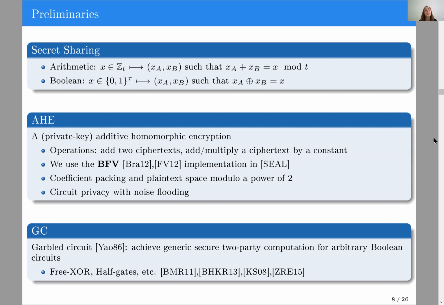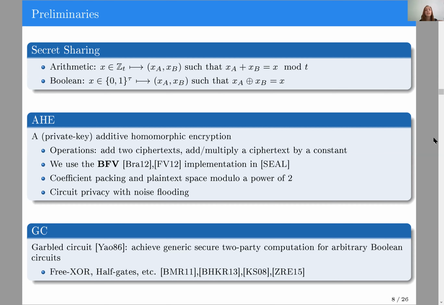Okay, so the third ingredient in our recipe is going to be garbled circuits. Again, a very well-known technique proposed by Yao in '86. So GC allows two-party computation of arbitrary Boolean circuits, and is largely studied in the literature as well. And there are multiple improvements proposed to the original construction, such as Free-XOR, the half gates, and so on. So we implement the GC again in our construction, and we of course include all those improvements in the implementation.